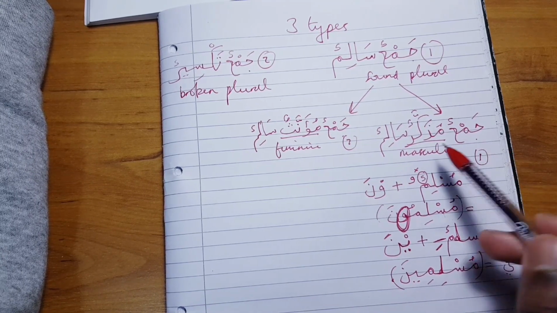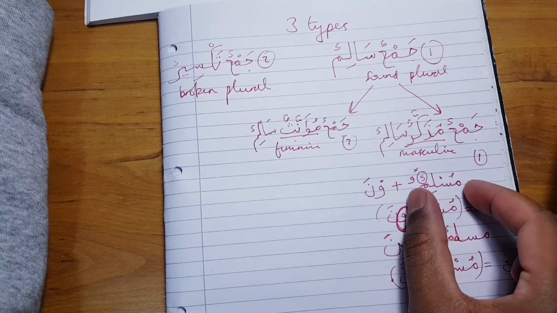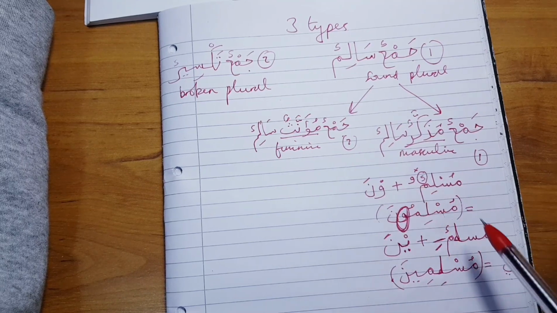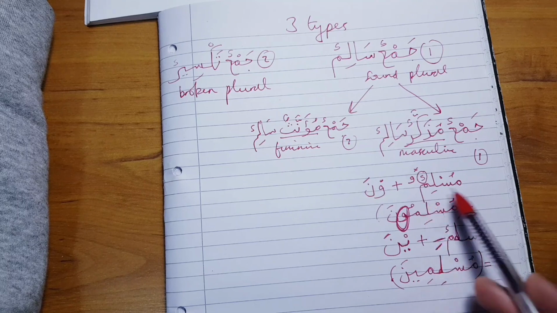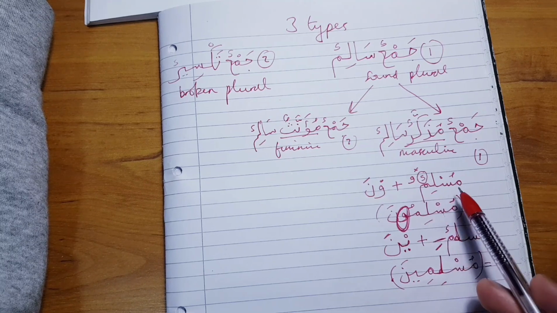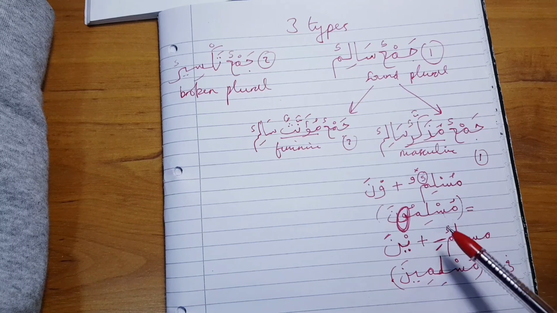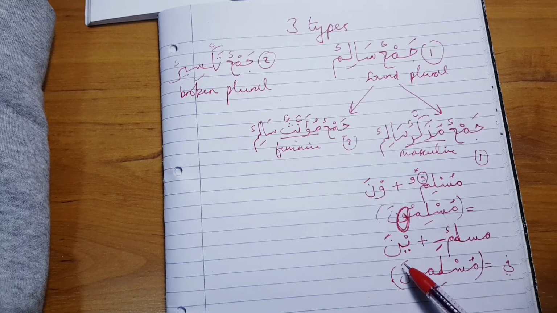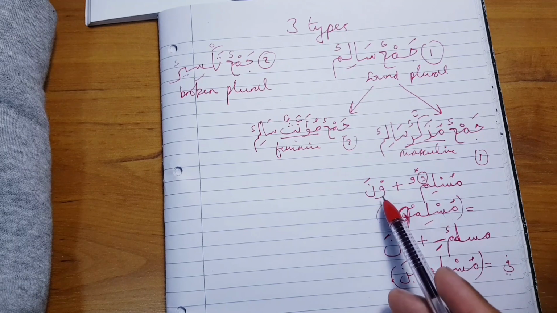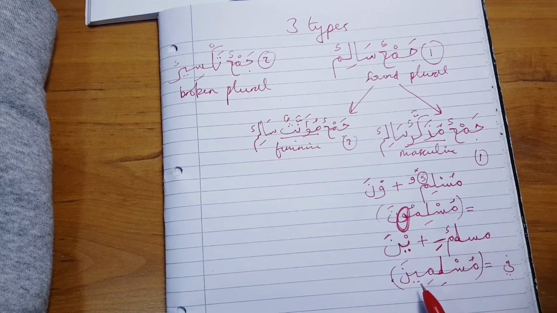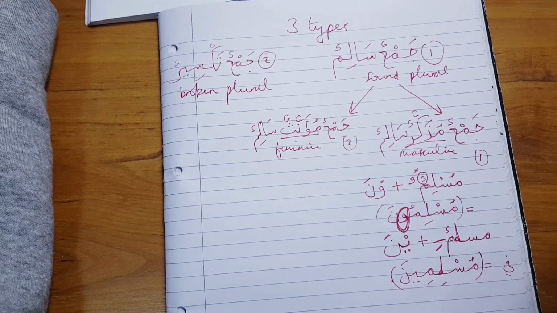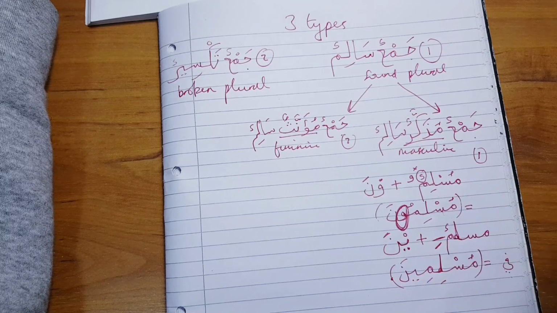The point is Jam' mudhakkar salim, the mufrad, the singular word, remains intact because look, mim, sin, lam, mim hasn't changed. Nothing's changed. All we've done is we've affixed either waw and noon, or ya and noon. So you just need to work out, are you adding waw and noon or ya and noon depending on the case ending. If it's marfu', you add waw and noon. If it's majroor, you add ya and noon. This is Jam' mudhakkar salim.